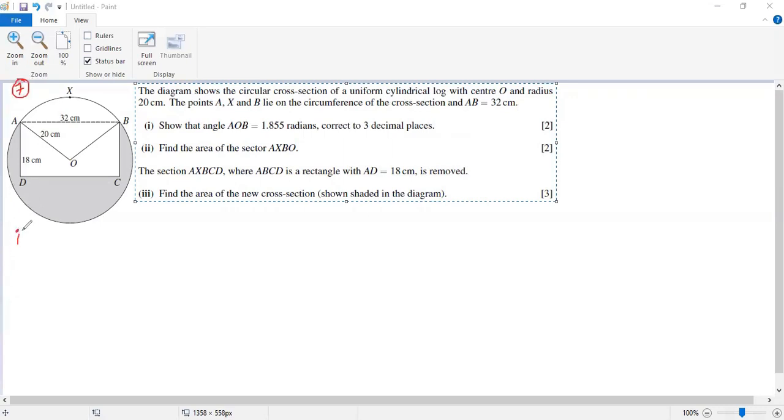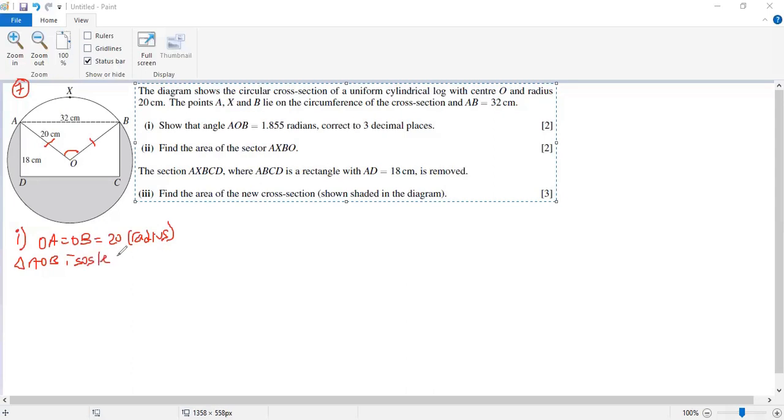Okay, let's try this first part, please. Let's take a closer look. How do we show this? The first thing we notice is that this is an isosceles triangle. So I'm going to mark it like that. OA equals OB, because this is radius 20, and you can put that in brackets to give a reasoning. Hence, triangle AOB is isosceles.